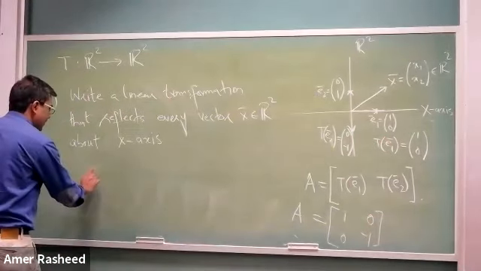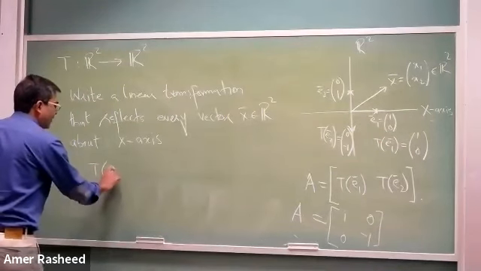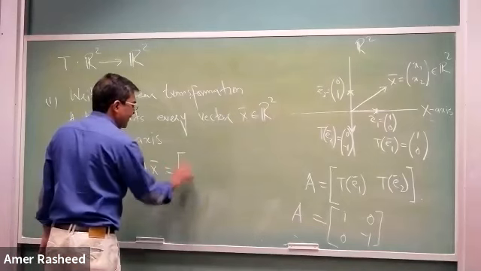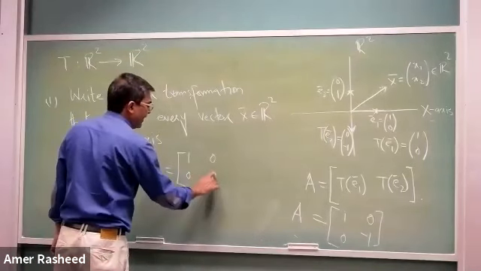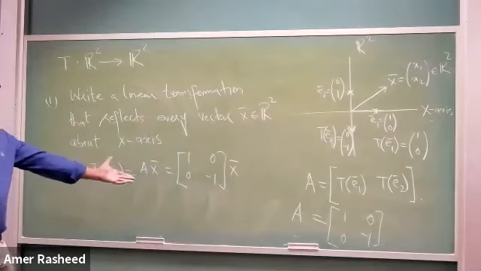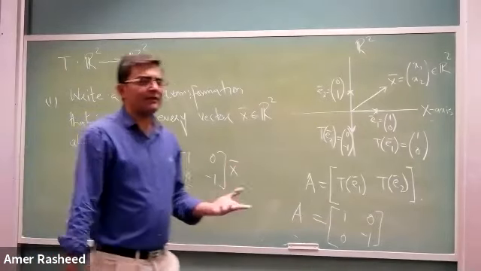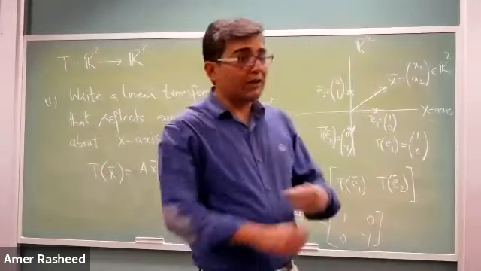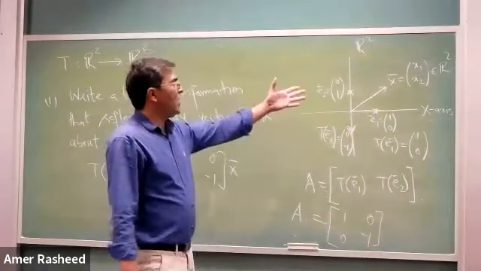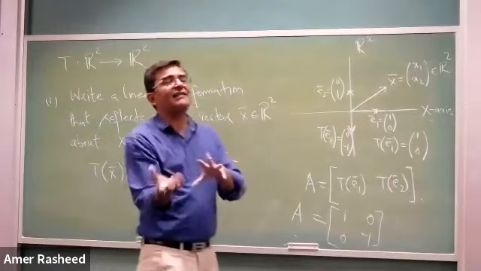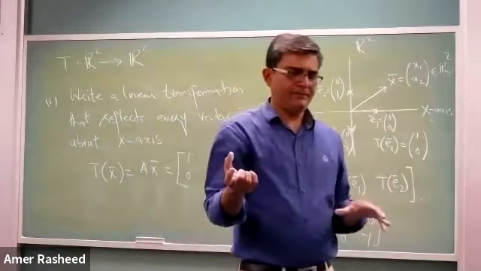So the transformation will be defined by T of x is equal to A times x, where A is 1, 0, 0, negative 1. Now this will be your linear transformation. Whatever vector, whatever element of R2 you put into this transformation, it will reflect that point about the x-axis.